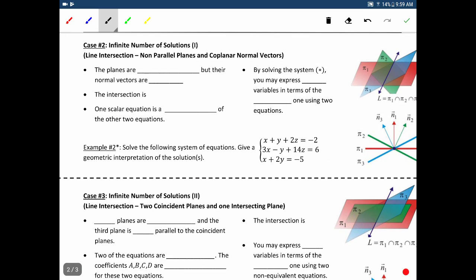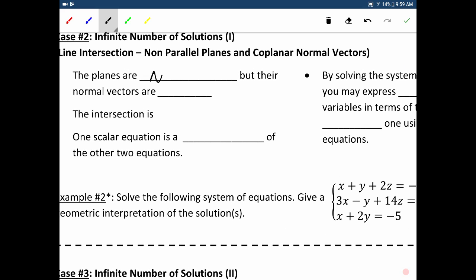So, case 2. So this is where they intersected a line, okay? But they're not parallel planes. None of them are parallel. So the planes are not parallel. But their normal vectors are coplanar in this case. Okay? Which would mean n1 dot n2 cross n3 would equal 0.